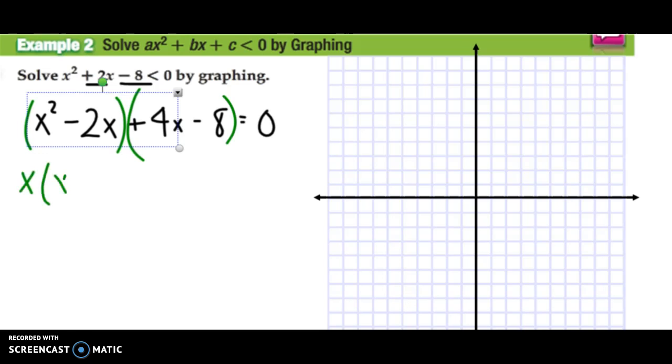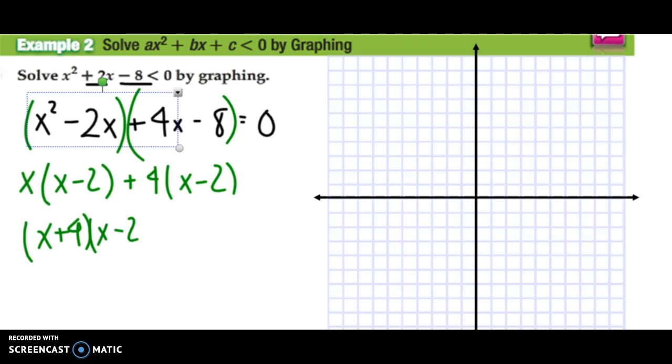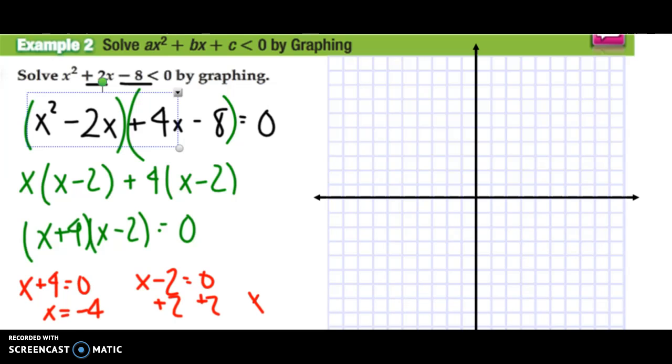Okay? And so put parentheses around both of them. Take an x out: x minus 2. Take a positive 4 out: x minus 2. And so I end up getting x plus 4 times x minus 2 equal to 0. Okay, so I set them each equal to 0. x plus 4 equals 0, or x minus 2 equals 0. And so I find x is equal to negative 4, and x is equal to 2. So that means at 2 and at negative 4, it crosses the x-axis right there, right?